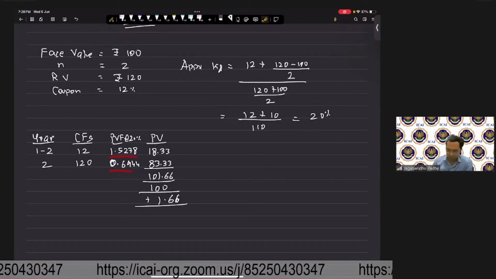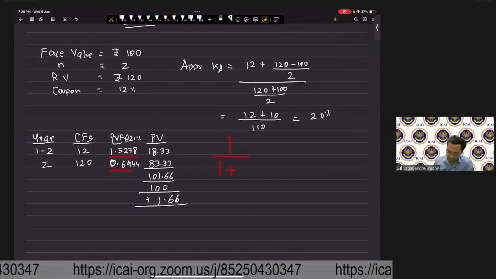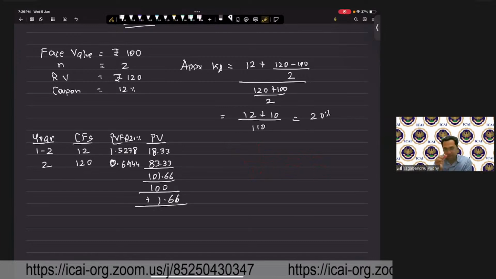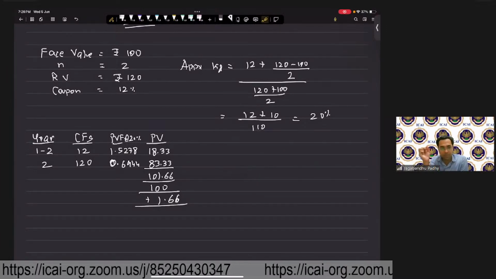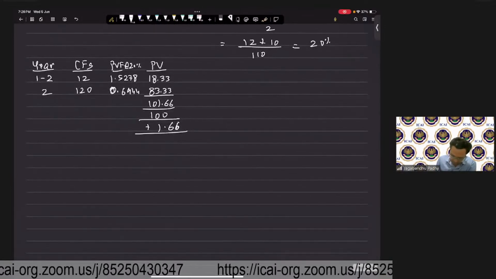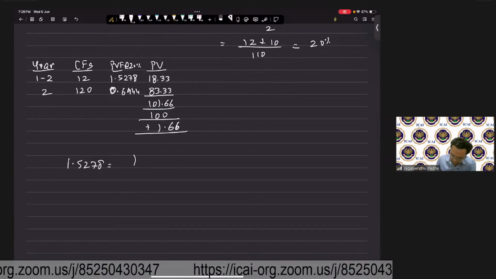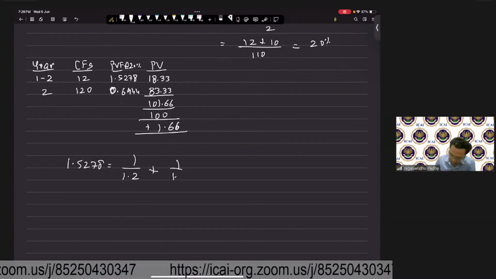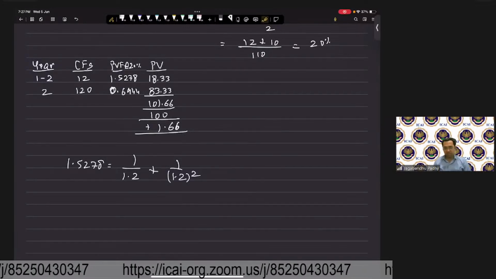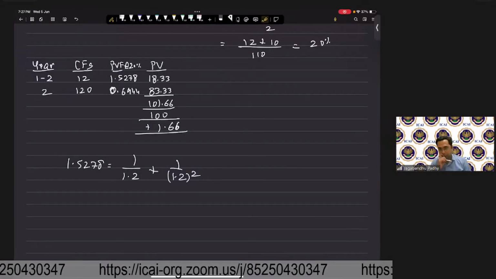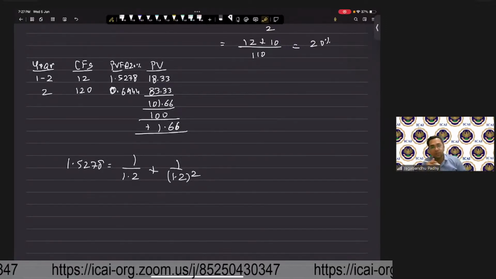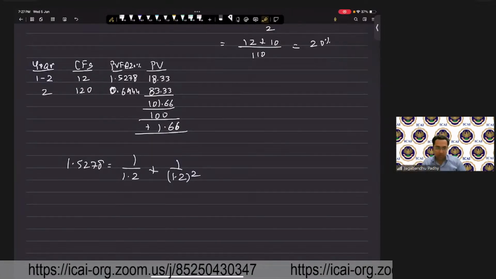This is computed in your calculator: 1 divided by 1.2. Do it equal to twice and then press the GT function, the grand total function. PV factor 1.5278 is basically 1 divided by 1.2 plus 1 divided by 1.2 square. PV factors are basically the value of 1 rupee that you're going to receive in future today. You take a total of it.